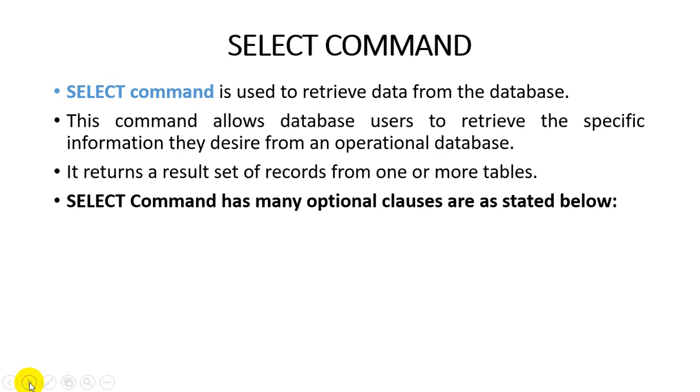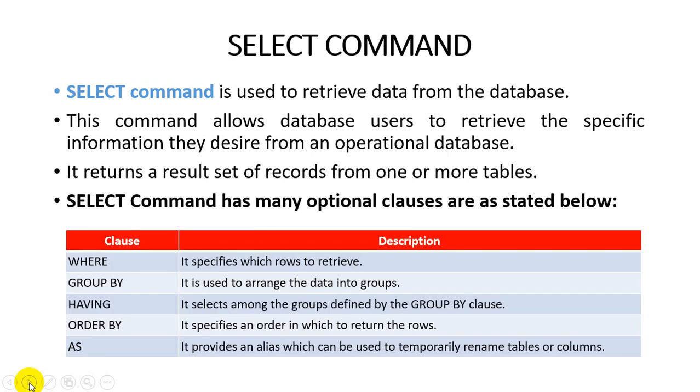Now we see what the syntax is and how we can use it. A select command has many optional clauses, as stated below. First, it is known as the where condition. If we use a select command in combination with where, it specifies which rows are retrieved, because if the user wants particular information out of lots of information, they retrieve some part of it, not the complete table. At that time we use select with a where clause.